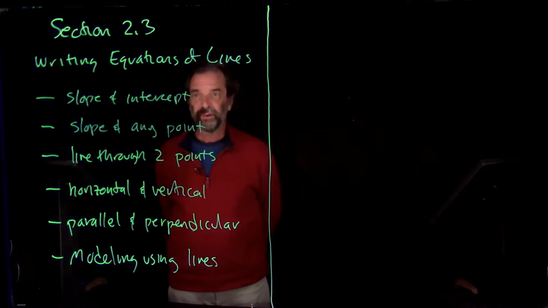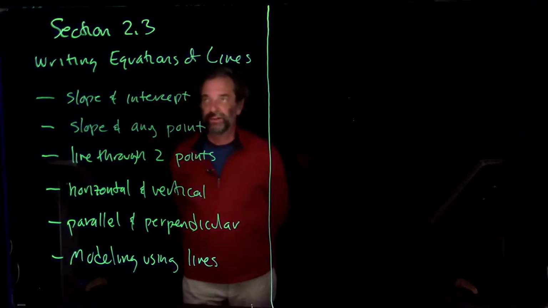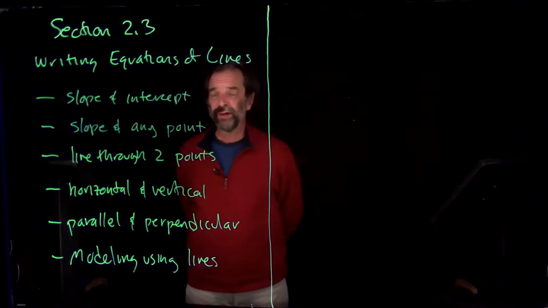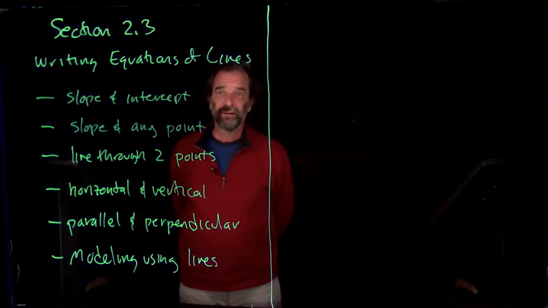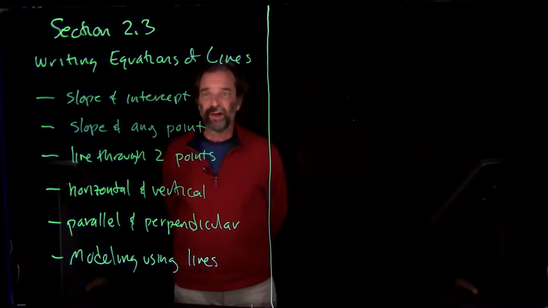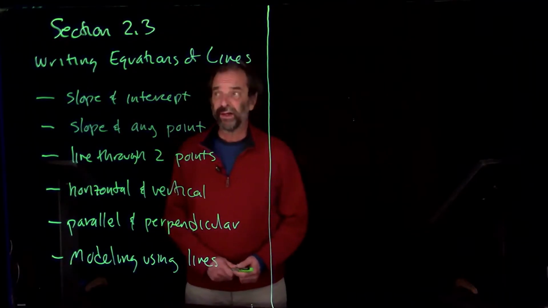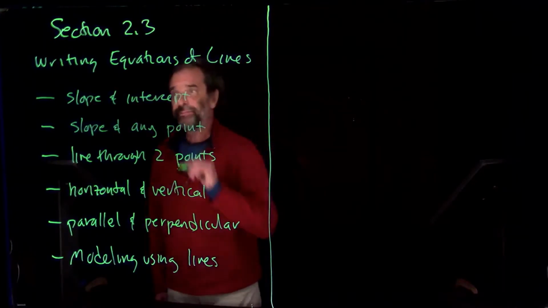Well, hello again. We're in section 2.3. 2.3 is about writing equations of lines. We can get an equation for a line from different kinds of information. The kinds of information we're going to investigate are right here.